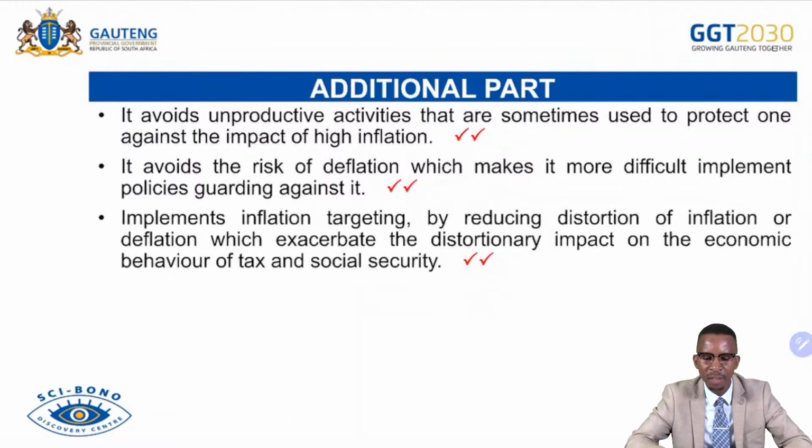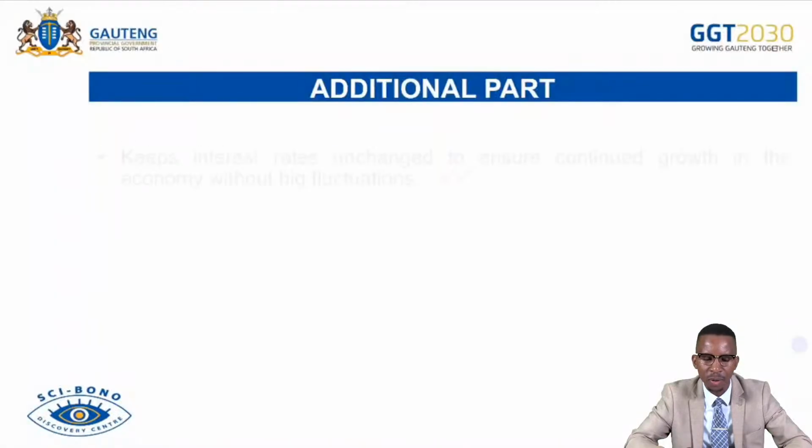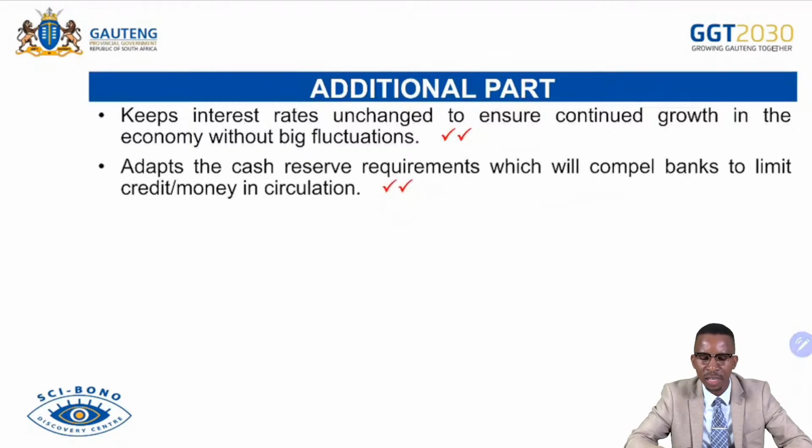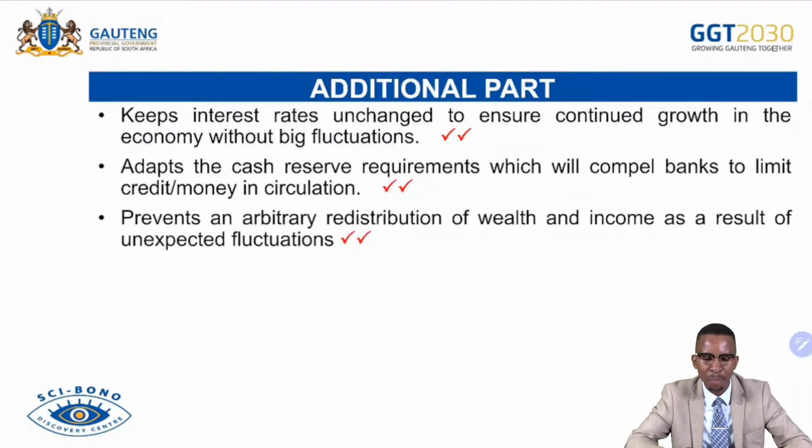And then it implements inflation targeting by reducing the distortion of inflation or deflation, which exacerbates the distortionary impact on the economic behavior of tax and social security. And then we continue. It keeps interest rates unchanged to ensure continued growth in the economy without big fluctuations. Adapt the cash reserve requirement, which will compel banks to limit credit or money in circulation or money supply, and prevents an arbitrary redistribution of wealth and income as a result of unexpected fluctuations.